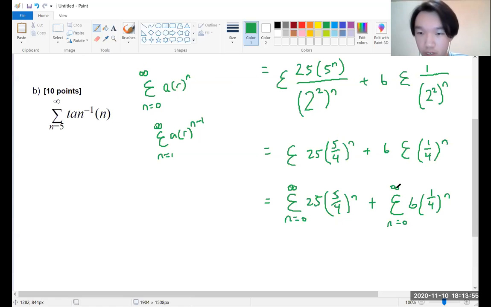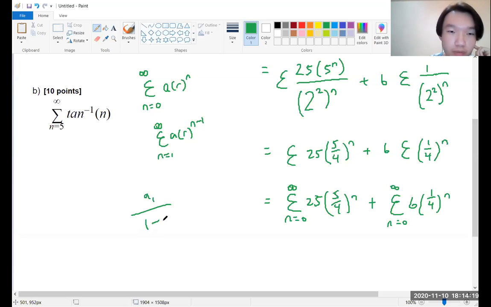A over 1 minus R. A of 1 divided by, same thing. So A is the first term. You can denote it as A sub 1, some people do that. But it's the first term divided by 1 minus the common ratio.